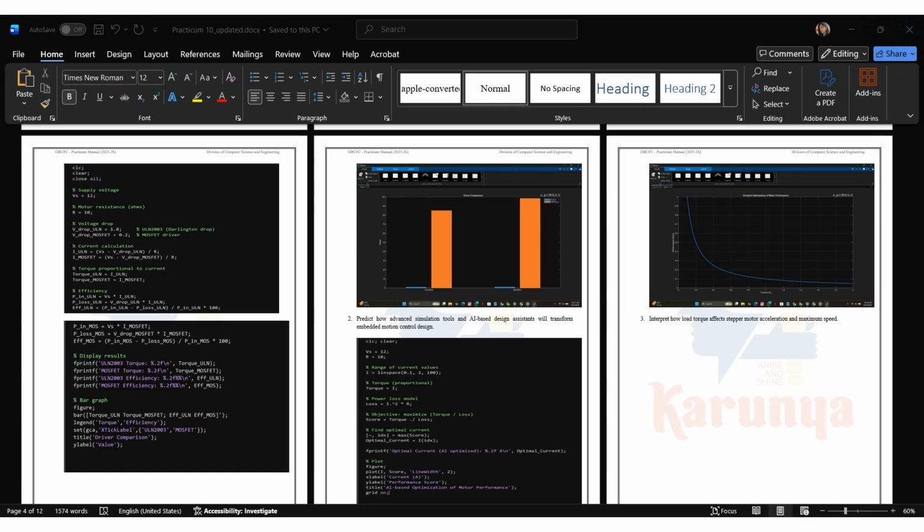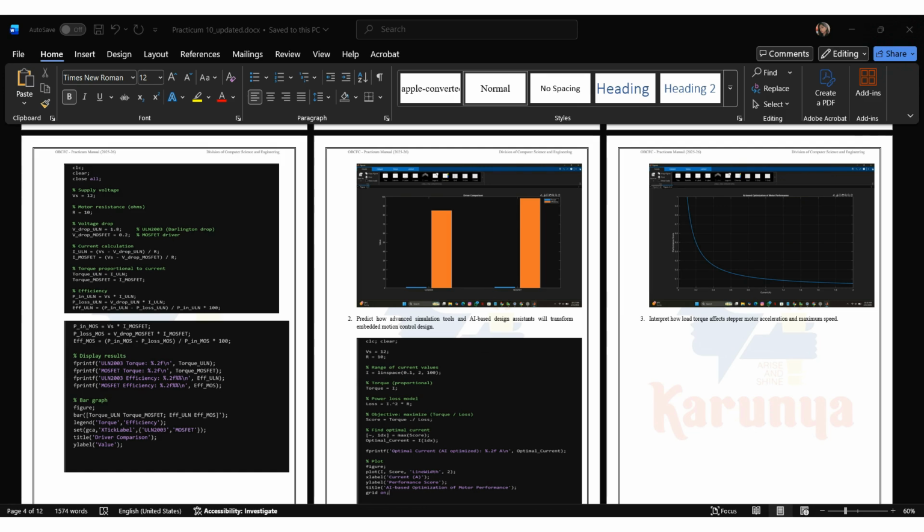If the load torque becomes equal to or greater than the available motor torque, the motor can no longer sustain motion and may stall. This behavior is critical in real-world applications, such as robotics and CNC machines, where improper load handling can lead to loss of synchronization and system failure.